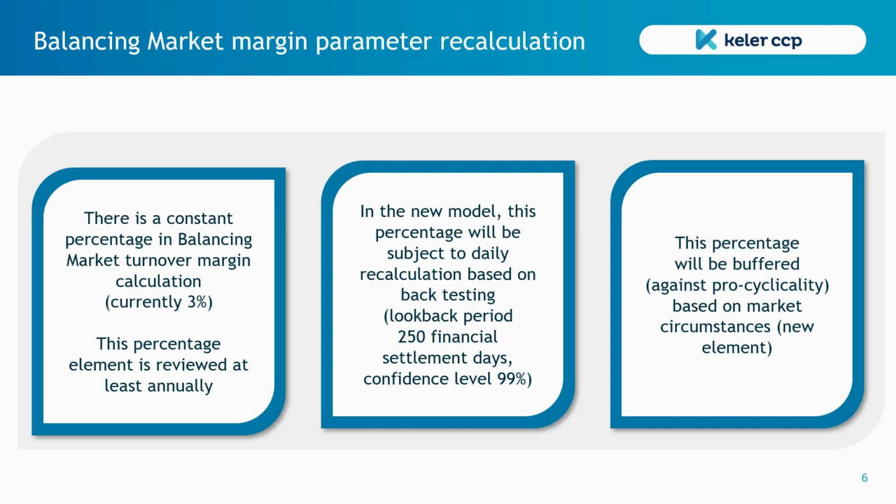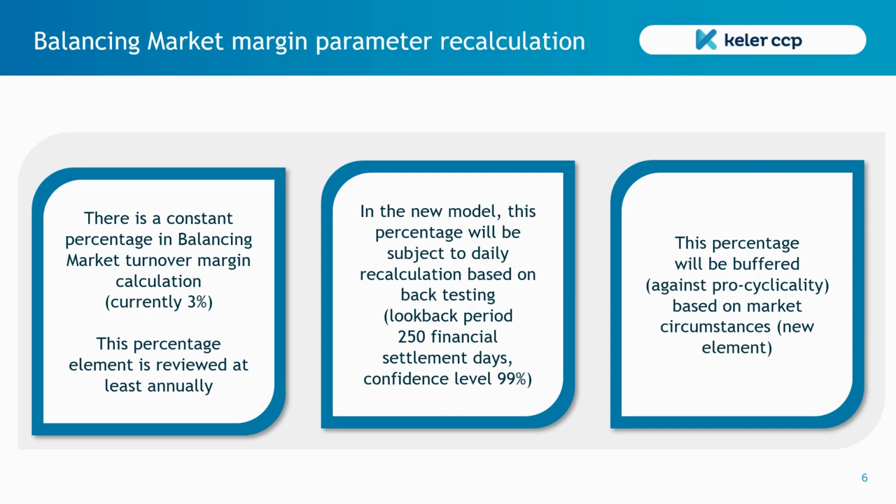KELER CCP, as an EMIR compliant CCP, has to apply anti-procyclicality measures. KELER CCP chose a 25% buffer from the possibilities listed in the EMIR requirement, and this 25% buffer shall be applied on the parameter if there is no stress on the market. If there is stress on the market, then this buffer is not applied.